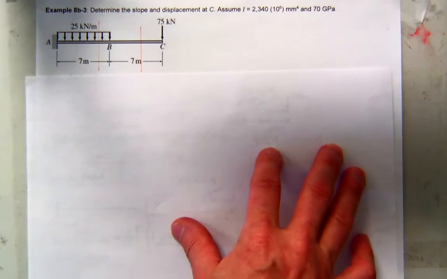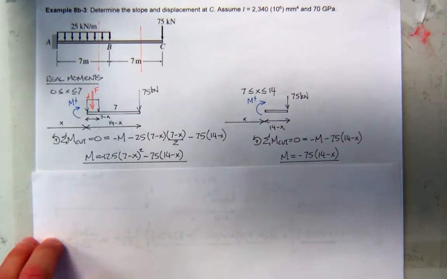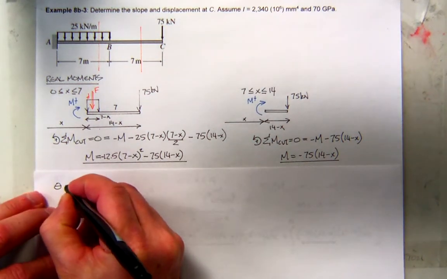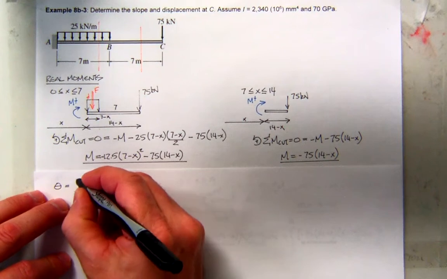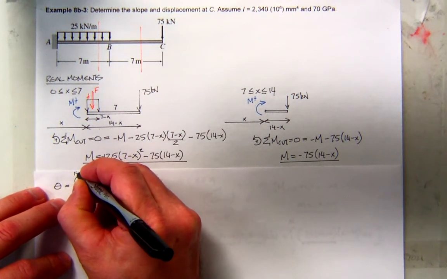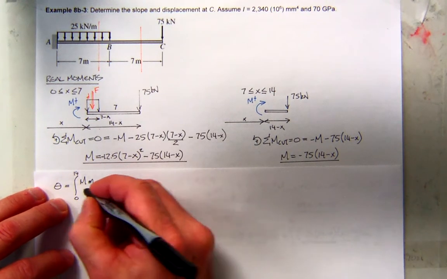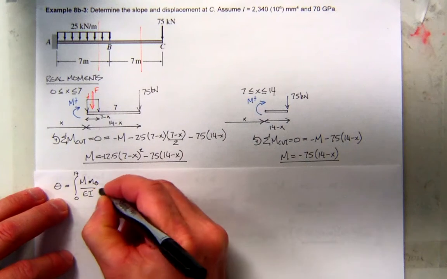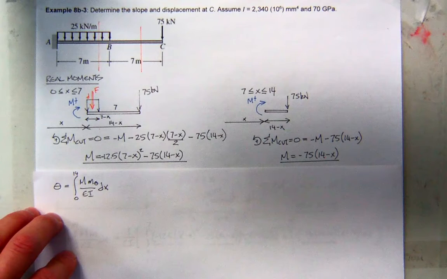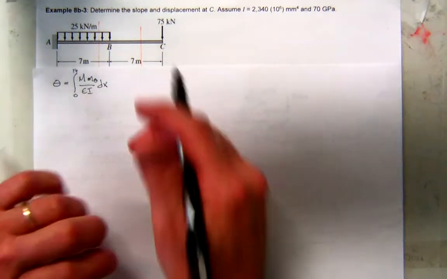So what do we do now? Well, we still have the real moments. That hasn't changed, so we can use those again. So what I'll just write so that you'll see it is the slope now is going to be equal to, what? Well, it's going to be the integral from 0 to 14. It's still going to be the real moment, but now it's going to be the virtual moment due to a rotation divided by EI dx. So we're going to have a different virtual structure. Okay? So let's start again.